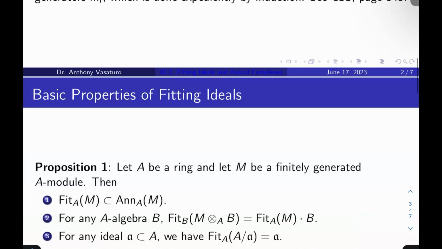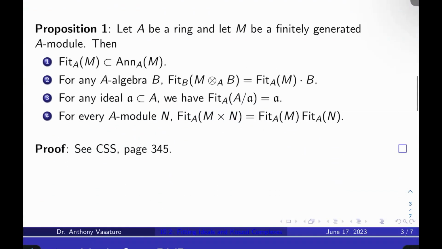Okay, so here are some basic properties of fitting ideals. All of the proofs are more or less straightforward. And what I mean by that is maybe they're not all super easy, but there's no real novel insights needed to prove any of these. Okay, so proposition 1, let's let A be a ring and we'll let M be a finitely generated A module. Then 4 things are true.